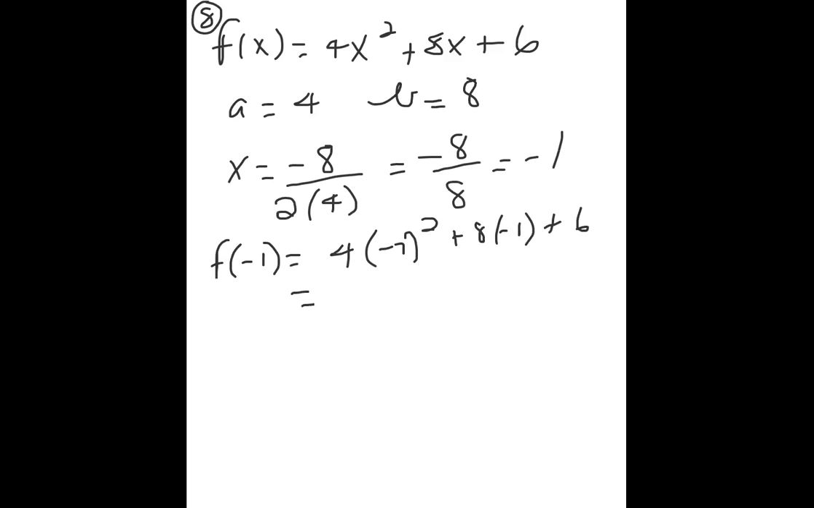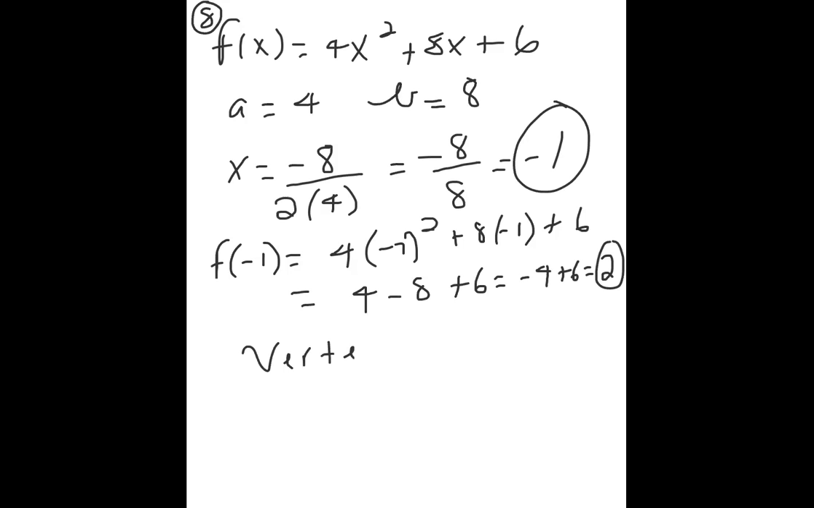Negative 1 squared is positive 1. 1 times 4 is 4. 8 times negative 1 gives you negative 8 plus 6. Now, 4 minus 8 is negative 4. Negative 4 plus 6 gives you positive 2. So, guys, the vertex for this one is negative 1, comma 2. And there you are. Not bad, not bad, not bad.